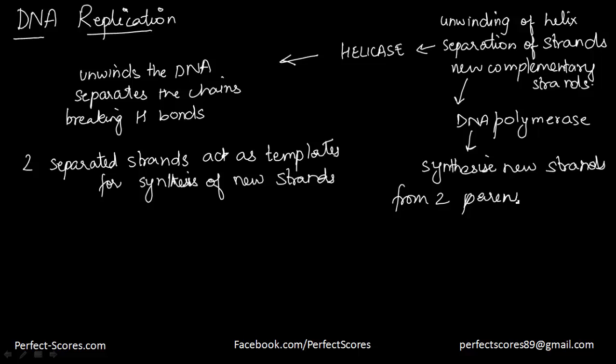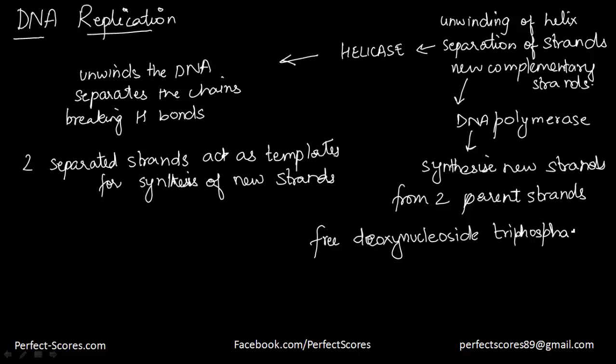So the parent DNA would be split up into two, and from each of those two parent strands, new strands will be made by DNA polymerase. What actually happens is free deoxynucleoside triphosphates. These are nucleotides with three phosphate groups. That's why we call them triphosphates.